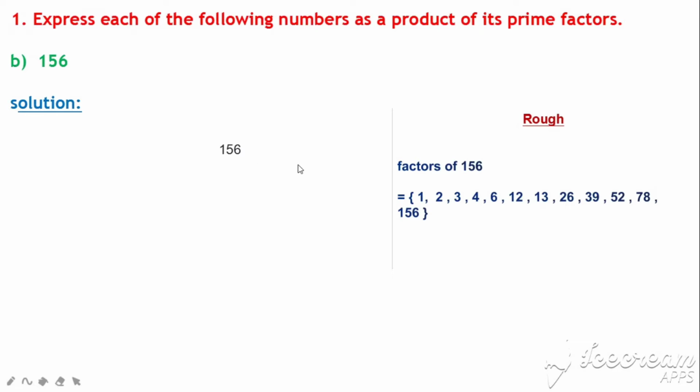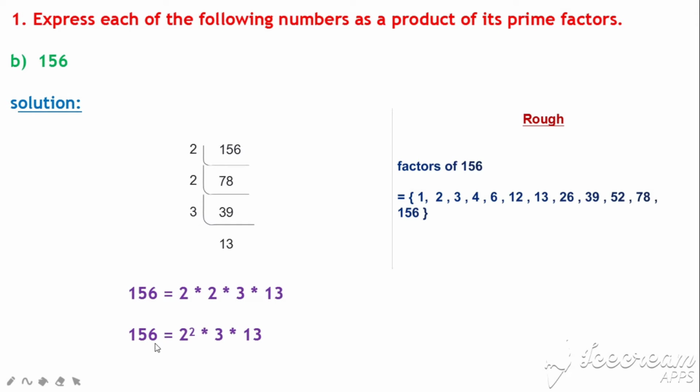So here is 156. So 156 can be represented as 2 into 78. Now 78 can be represented as 2 into 39. Now 39 can be expressed as 3 into 13. So now 156 can be expressed as 2 into 2 into 3 into 13. So this can be written as 156 is equal to 2 square into 3 into 13. So these are all the prime factors of 156. So we have expressed the given number 156 as a product of its prime factors.